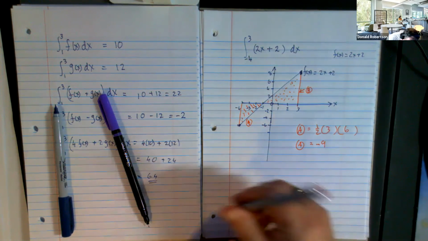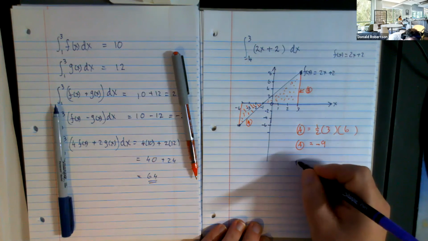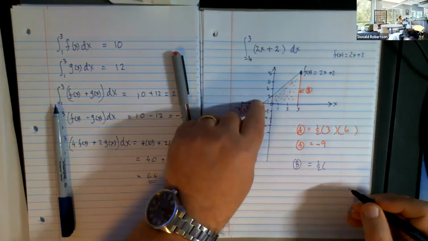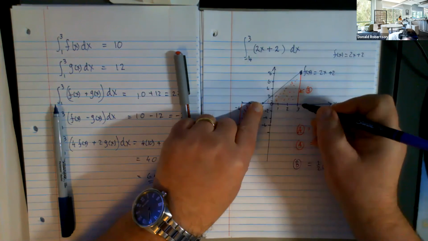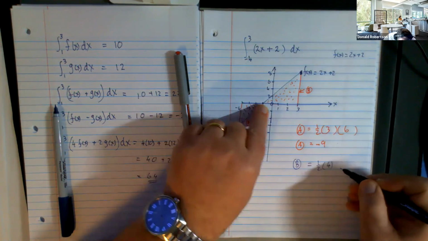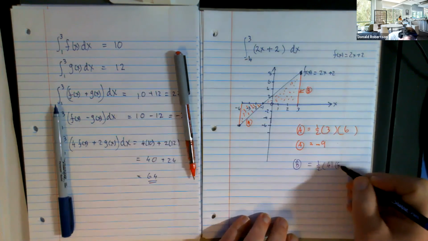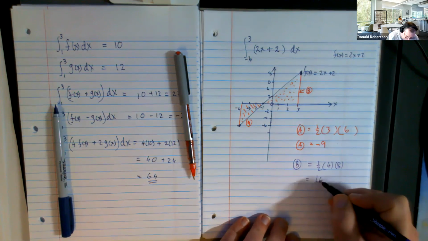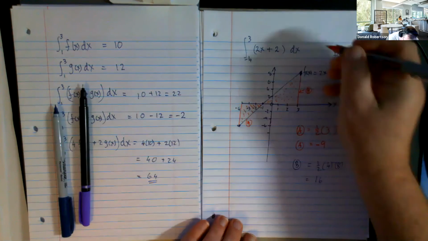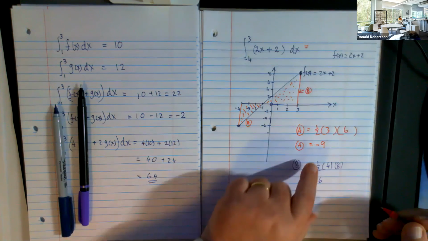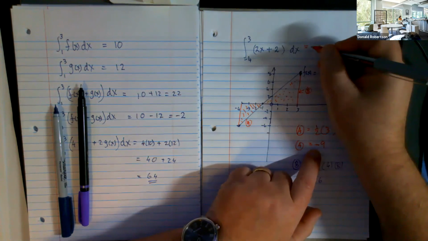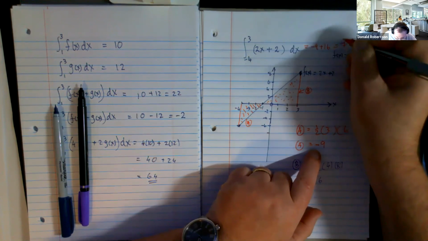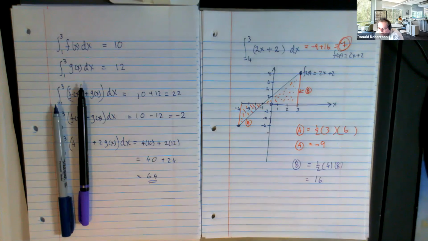And then we'll do B. It's going to be a half. Its base, from here to here, is 4 boxes. And its height is 8. And this one ends up being, I believe, 16. So this one up here is going to be basically made up of those two and a net answer of 7.